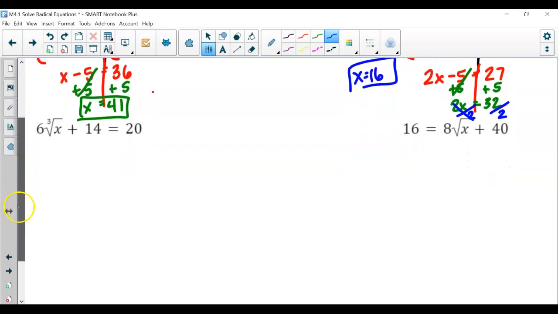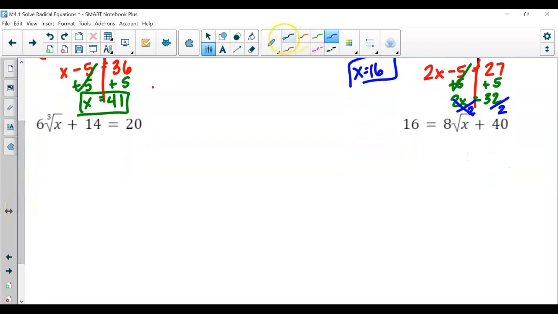So now let's go to our last example here. Notice we're solving a cubed root equation. However, we have a couple things outside of it, right? What do you notice? We're multiplying it by 6, and the plus 14 is on the outside. So what do we have to do first? Well, we always add or subtract first. We're going to subtract 14 now here from both sides.